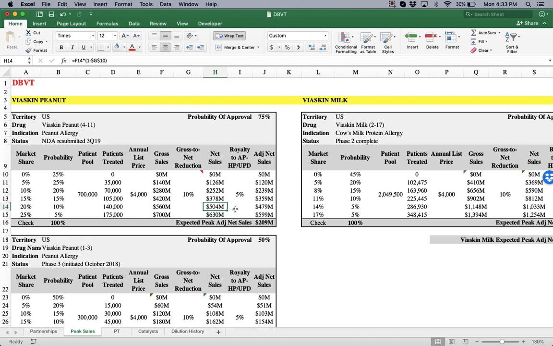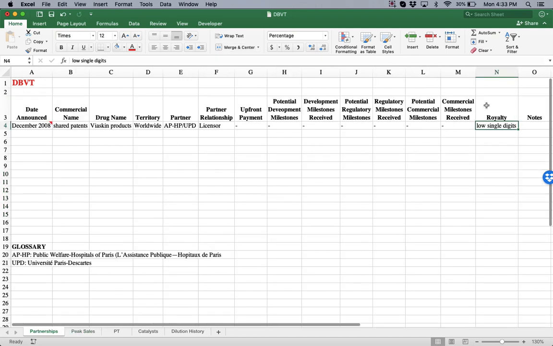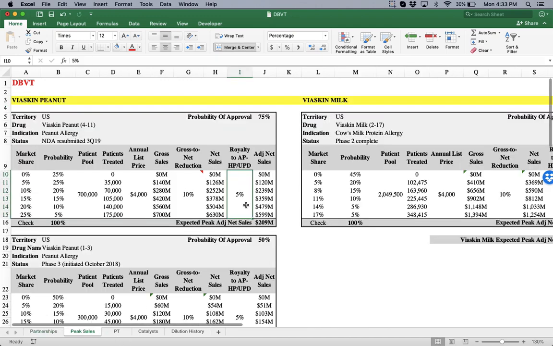And then your final adjustment. Remember the royalty from the partnership tab, which we just looked at. They have to pay this low single-digit royalty. So our guess is a 5% royalty to these organizations, which further reduces the net sales to the company. So our adjusted net sales is this last column here.